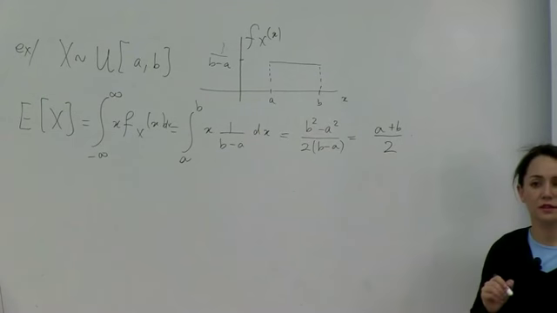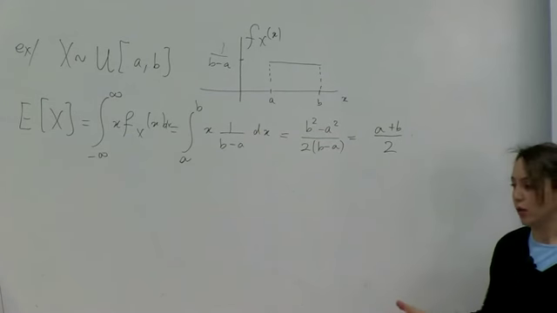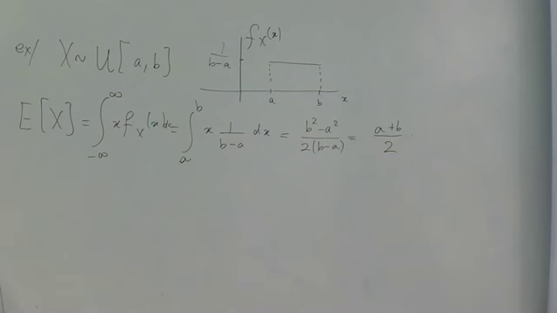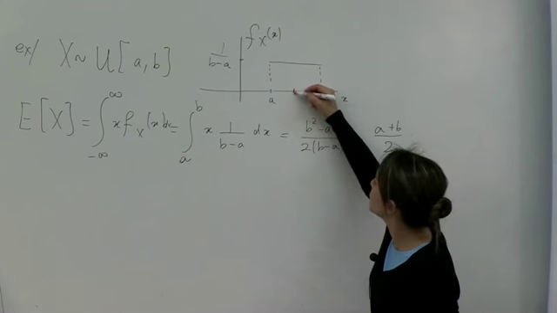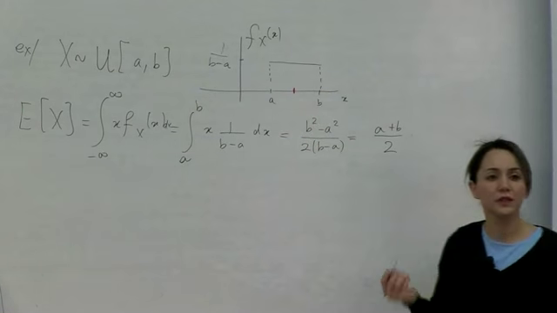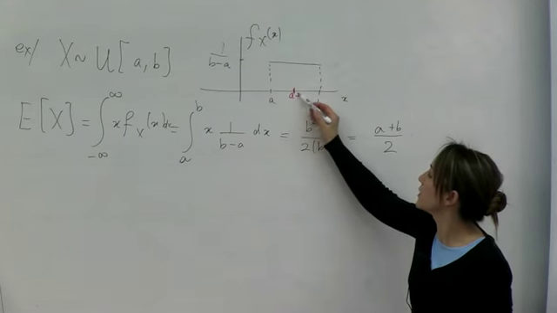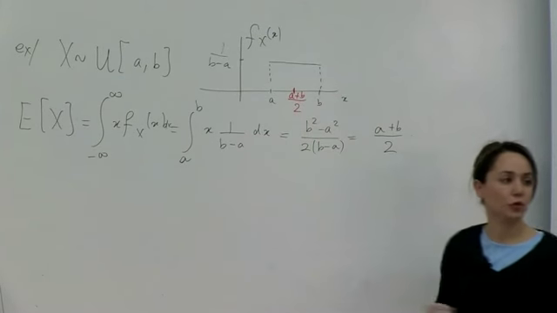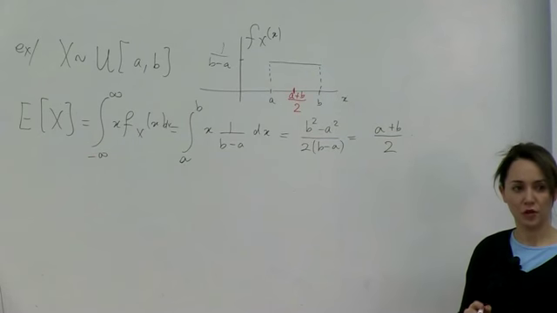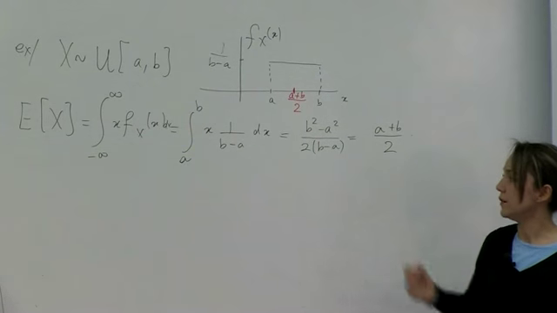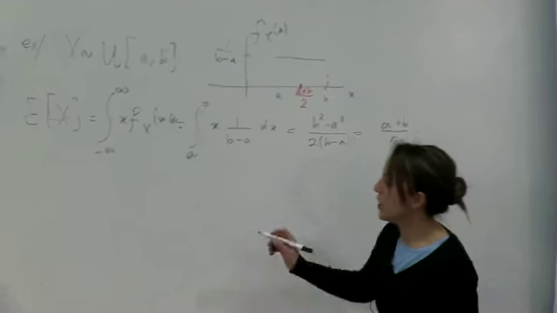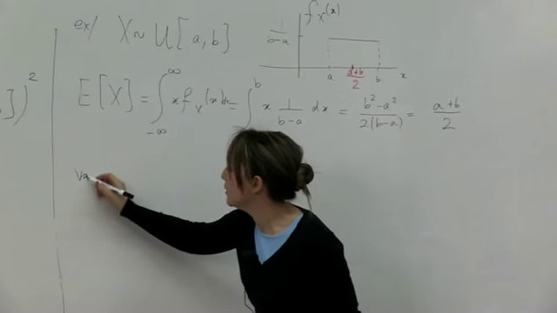Is this surprising? Not at all. Why? Because we were expecting the expectation to be at the center of gravity of the distribution, in this case by complete symmetry. The center of gravity is at a plus b over 2. Okay? Very easy. So how about the variance?